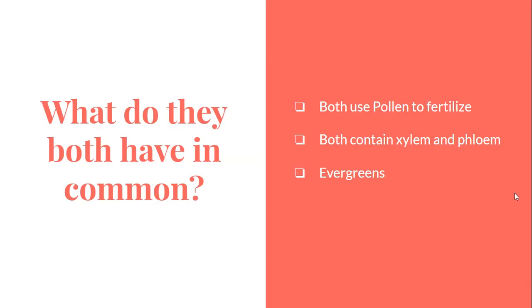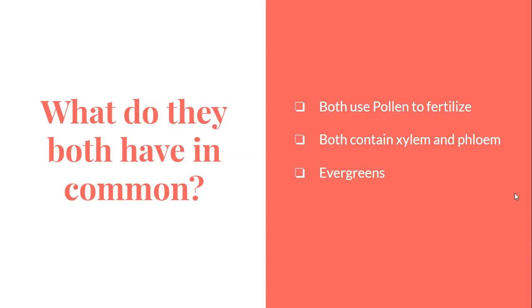So what do both angiosperms and gymnosperms have in common? This will be your answer to question number 7. They both use pollen to fertilize. Whether they produce a pine cone or a flower, both of them have pollen within them that needs to be fertilized. If the eggs are not fertilized by the pollen, they will not produce more plants. They both contain xylem and phloem. So we had talked about what makes a vascular plant vascular.